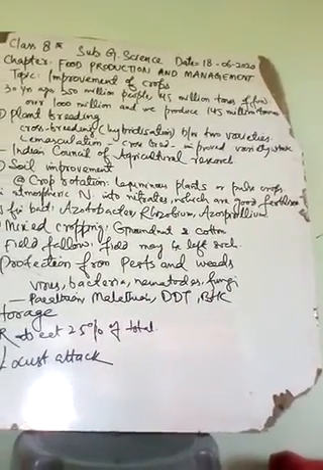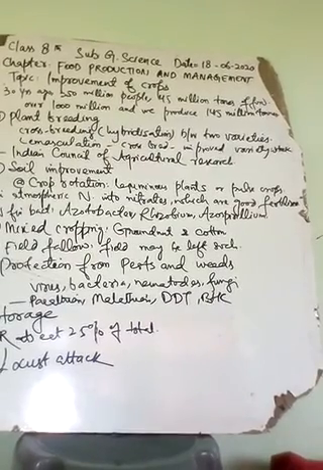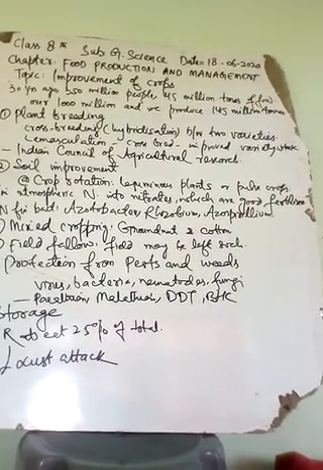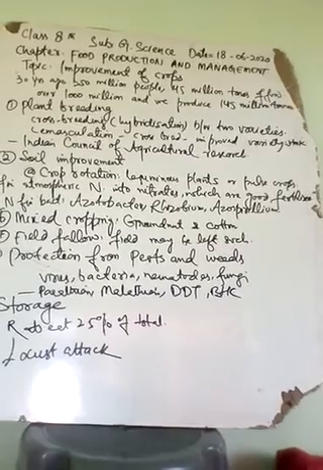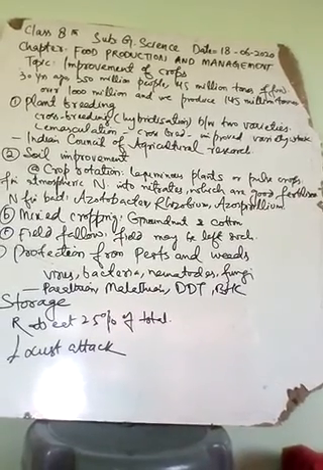Main pesticides are parathion, malathion, DDT, BHC. DDT is dichlorodiphenyltrichloroethane, BHC is benzene hexachloride, and the last point is storage. Storage is the main point.